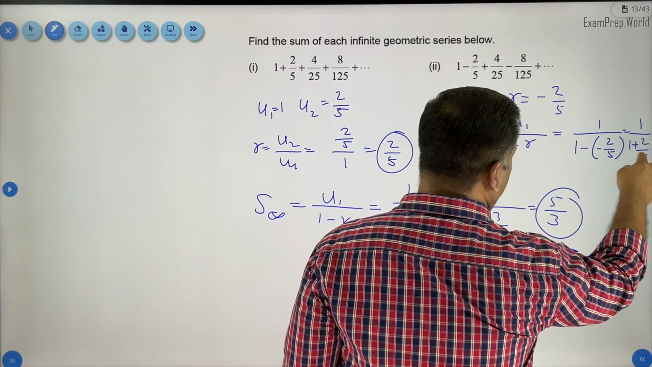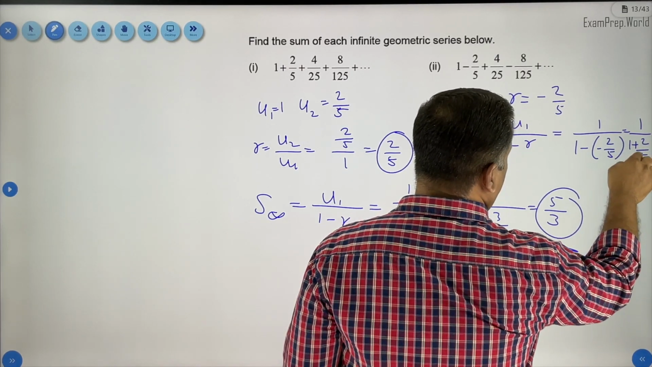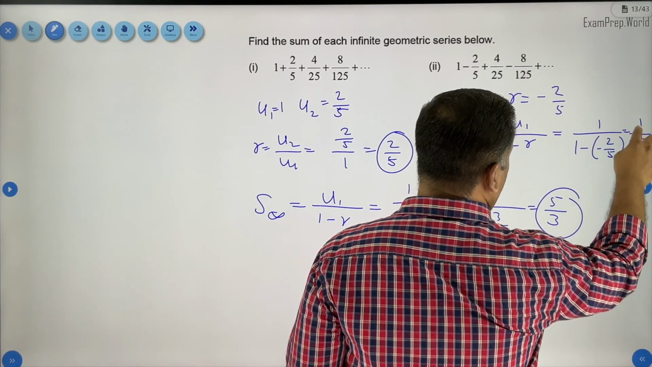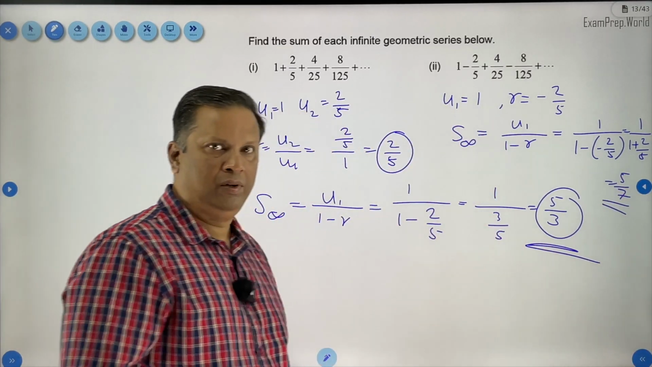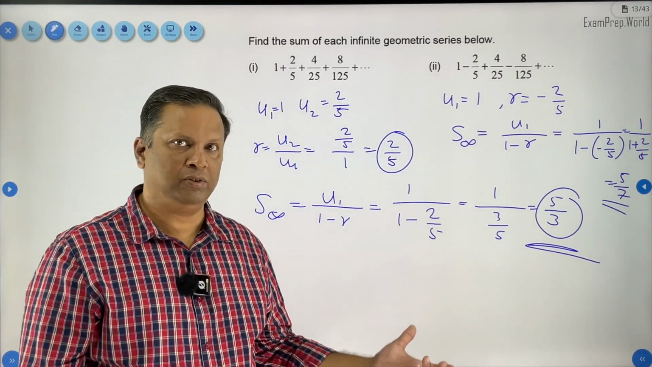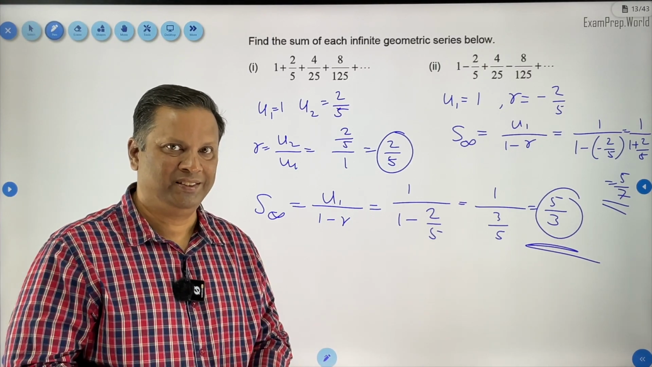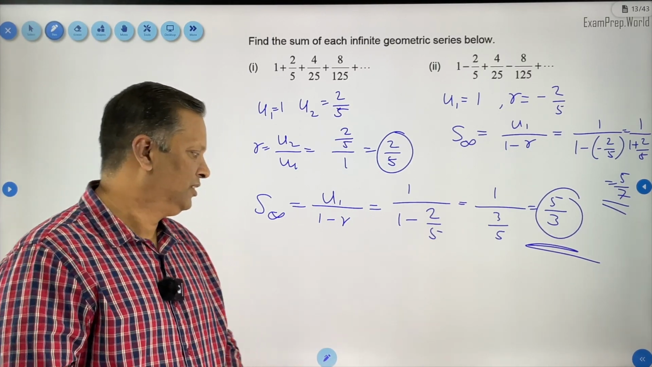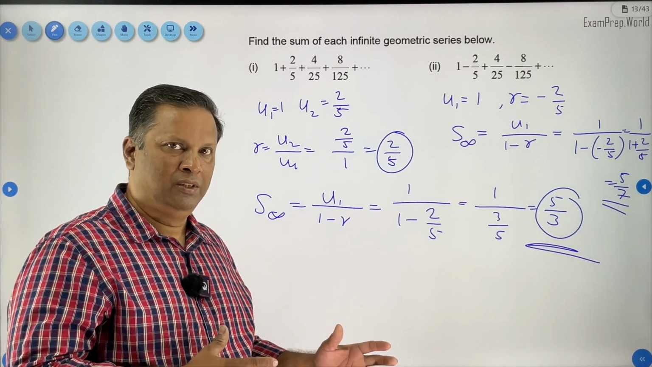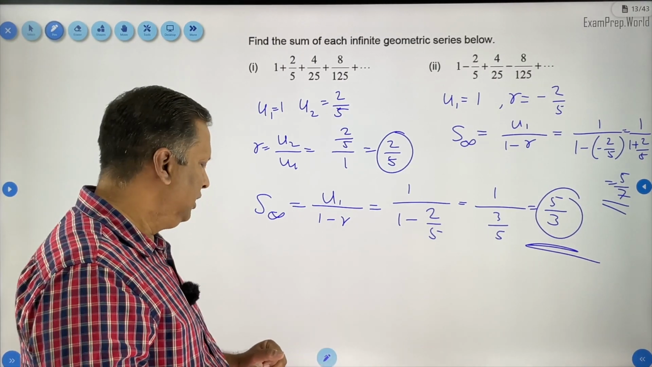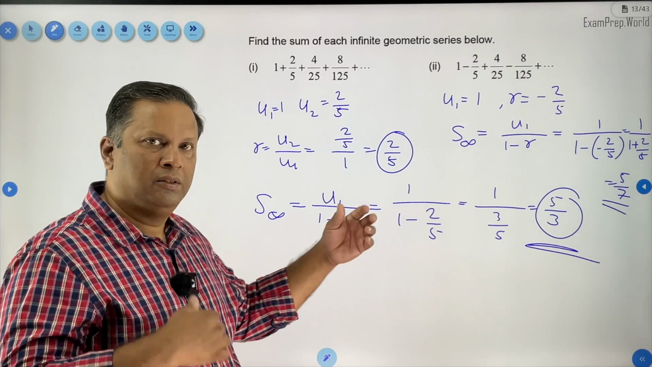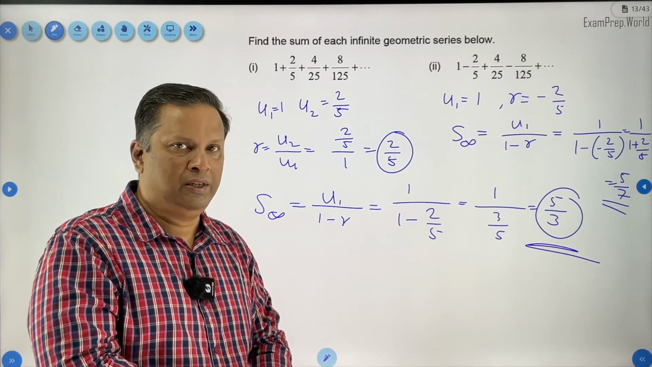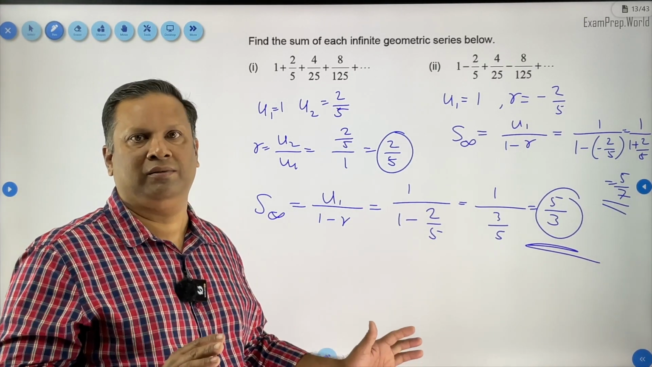So 7 by 5, 5 by 7. Answer is 5 upon 7. Okay, that is the sum to infinite terms for that particular sequence. Was it easy? Sum to infinity is the easiest question. Never get anxious about this kind of question. The formula is also simplest and the working is also very simple. It is just u1 divided by 1 minus r.